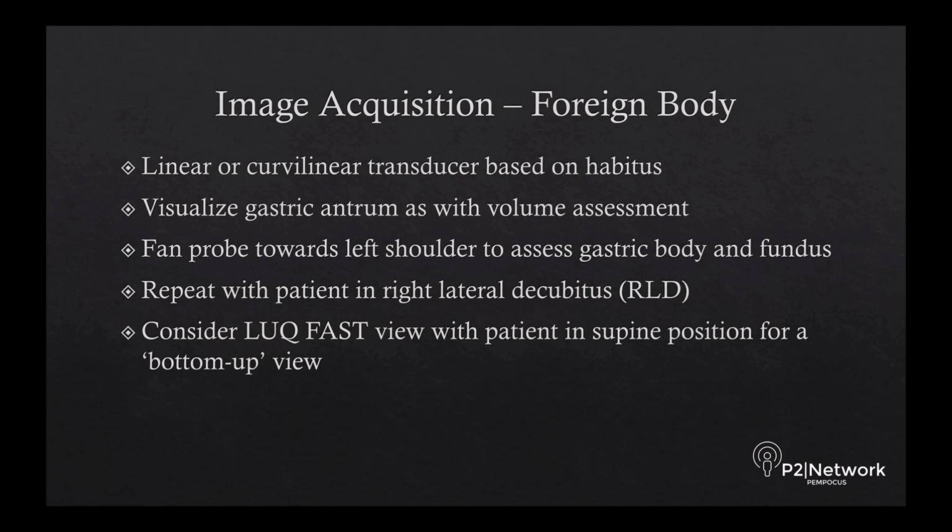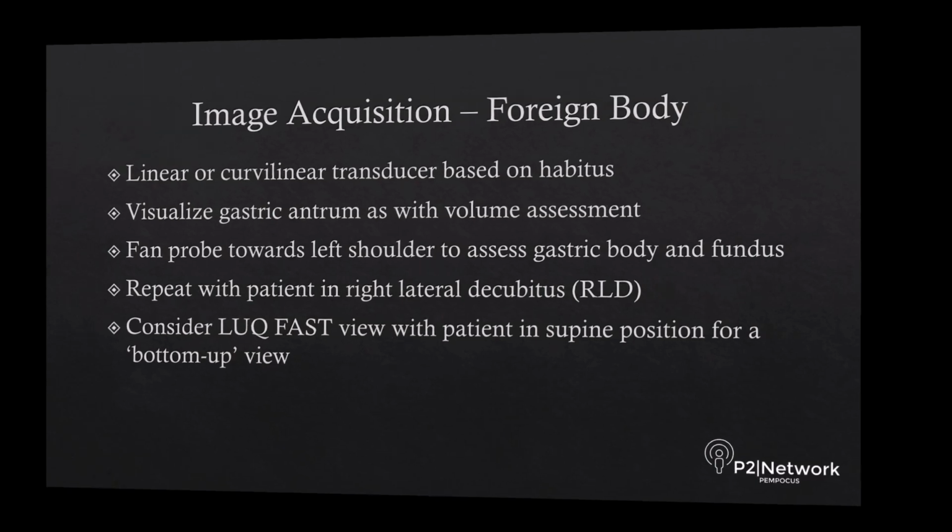And then lastly, if I haven't seen anything within those positions, I'll put my patient back in the supine position and then perform a coronal approach in the left upper quadrant, similar to your FAST view, to try to look from the bottom of the stomach up in case there may be air that's obscuring from the top down approach.